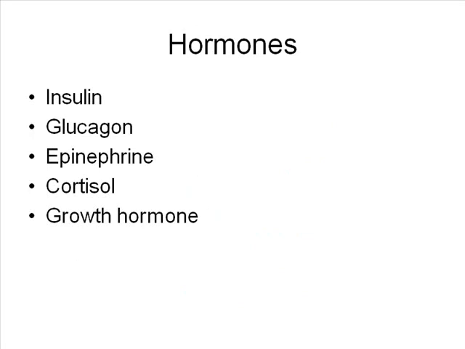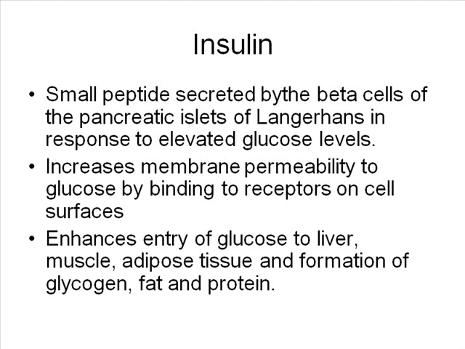Now let's talk about some of the hormones that affect glucose: insulin, glucagon, epinephrine, cortisol, and growth hormones. Insulin, we know, is the only hormone that will reduce your actual glucose circulation. It is secreted from the beta cells in the islet of Langerhans in your pancreas. It is secreted in response to high levels of glucose. What does insulin do? It attaches to that cell so that glucose can be taken into the cell.